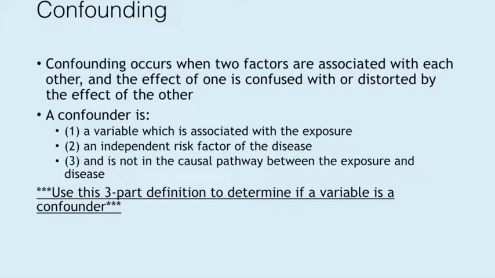Next, I'll talk a little bit about confounding. So a confounding variable occurs when there's 2 factors that are associated with each other, and the effect of one is confused or distorted by the effect of the other. So there's a 3-part definition that you want to use to determine if it is a confounder. So a variable has to be associated with the exposure, it has to be an independent risk factor of the disease, and it has to not be in the causal pathway between the exposure and the disease. So it has to have all 3 of those parts to be a confounder.